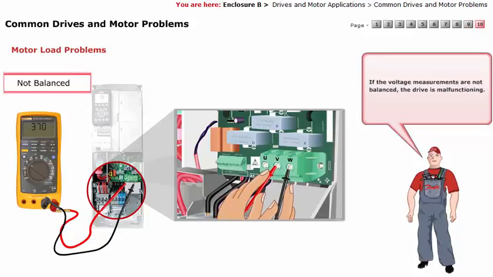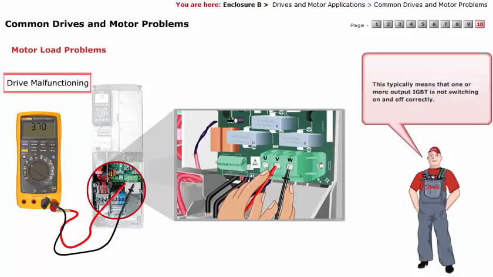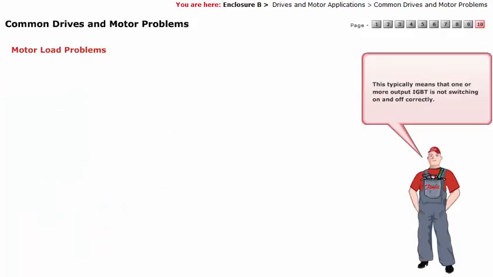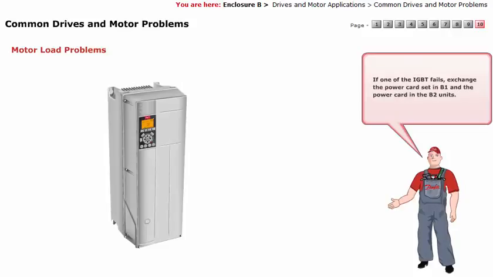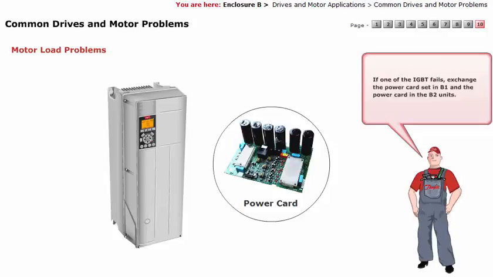If the voltage measurements are not balanced, the drive is malfunctioning. This typically means that one or more output IGBTs is not switching on and off correctly. If one of the IGBTs fails, exchange the power card set in B1 and the power card in the B2 units.